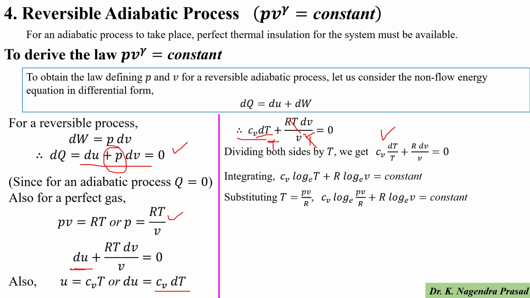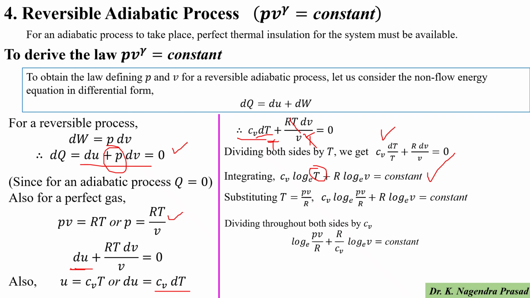We know that T equal to PV divided by R. For a perfect gas, PV equal to mRT, where m equal to 1. Then PV equal to RT, then T equal to PV by R. Substituting T equal to PV by R, this equation becomes Cv log PV by R plus R into log V equal to a constant. From this equation, dividing both sides by Cv, the constant divided by Cv is equal to a constant only.